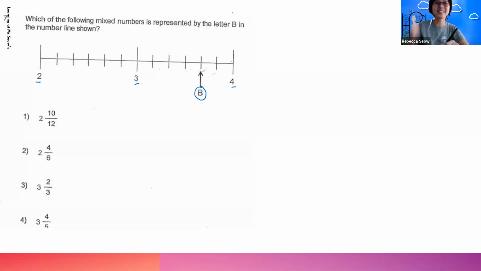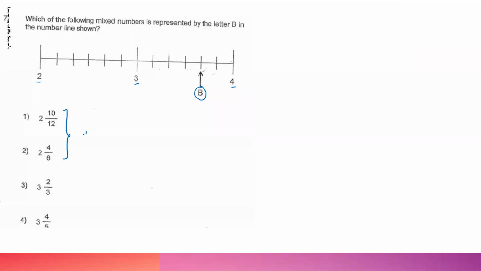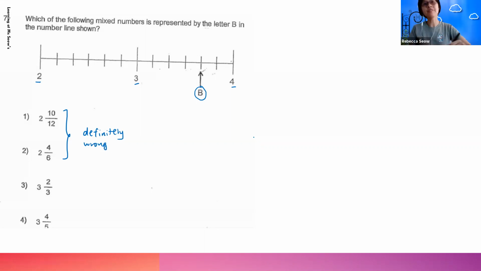Yeah, you can just pick up, Pavana. Thanks. So it becomes more interactive. Yeah, 1 and 2 are definitely wrong. Why? Because B is after number 3, so it has to be either 3 or 4. Yes. So if the arrow at B is after 3 and before 4, that means it cannot be more than 4. It cannot be less than 3. So the answer has to have a 3 in the whole number portion. Agree? Okay, so let's see what B actually is.